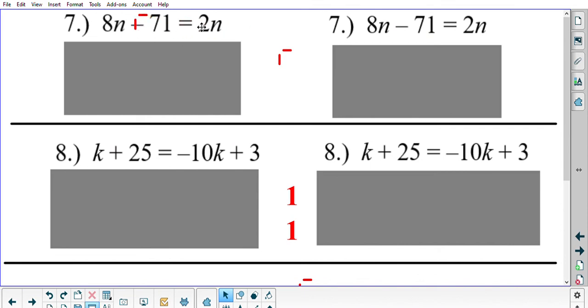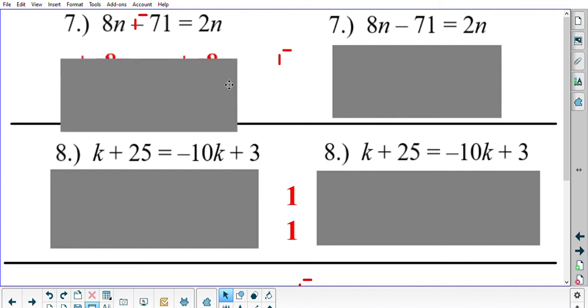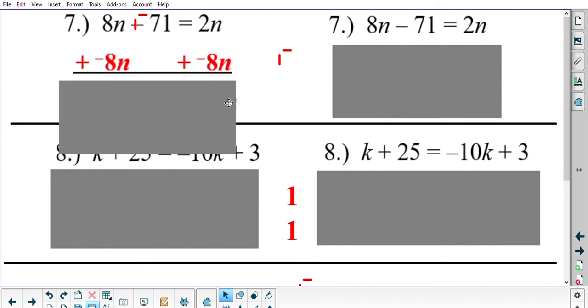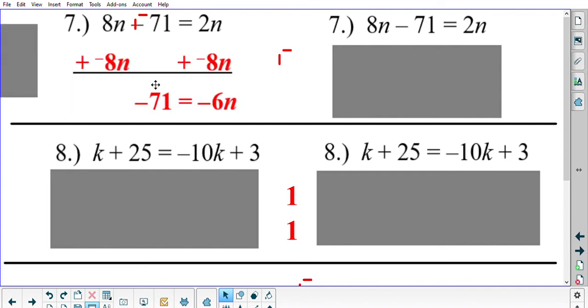Notice that this problem had the variable term only on the right side. So I think it's best to then get the variable on that right side. So you would get negative 71 equals negative 6n.